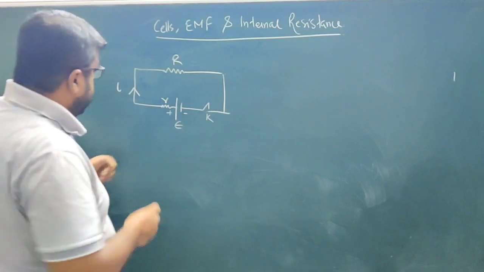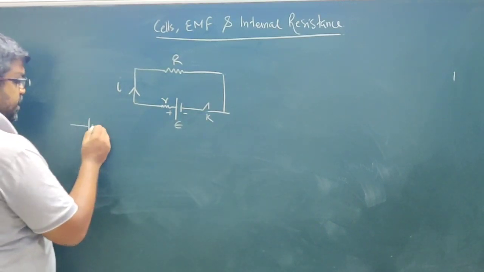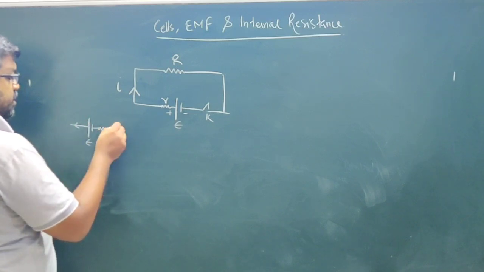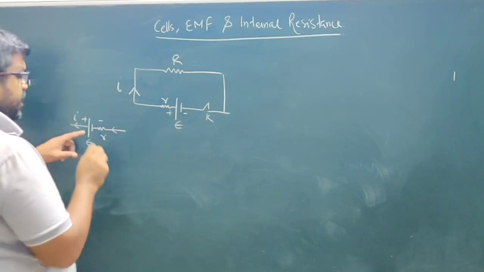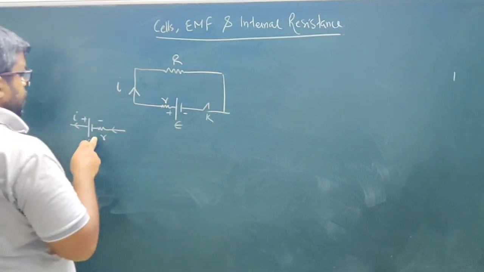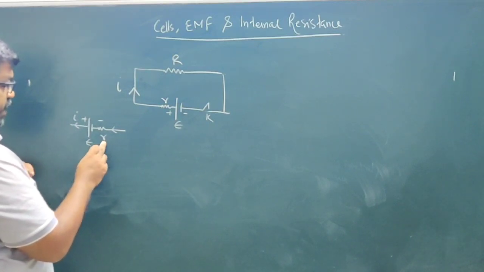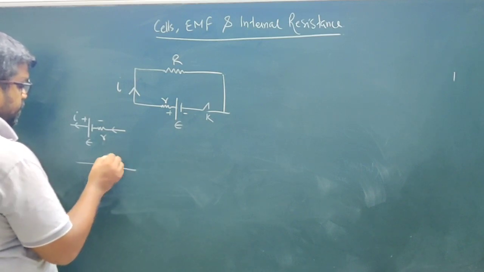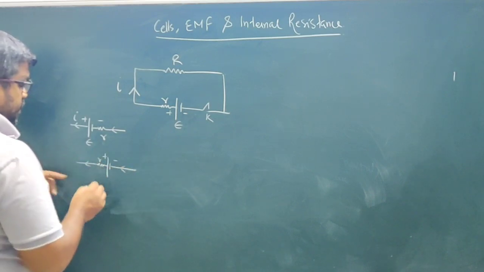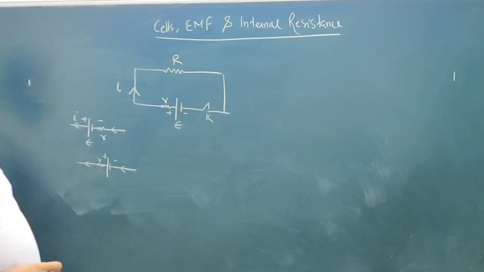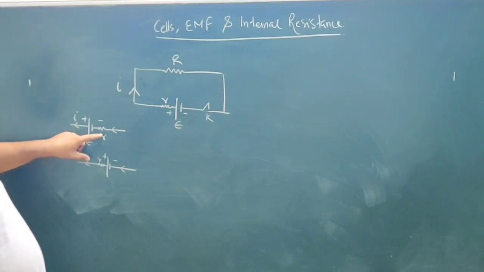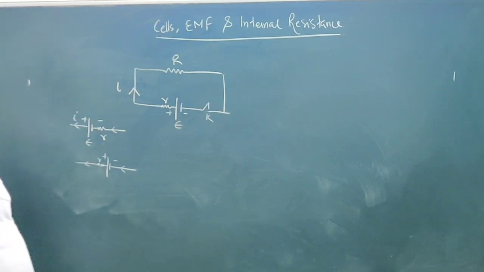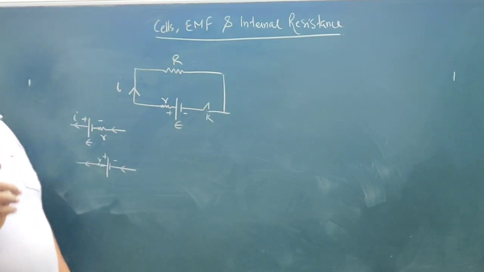Now see this, I can write like this: E, r, plus, minus, R. This is the normal circuit. Discharging is the normal circuit. So this is the symbol for internal resistance. You can write it like this or like this, meaning either before or after the cell. Internal resistance is represented outside the cell, just for the sake of representation.